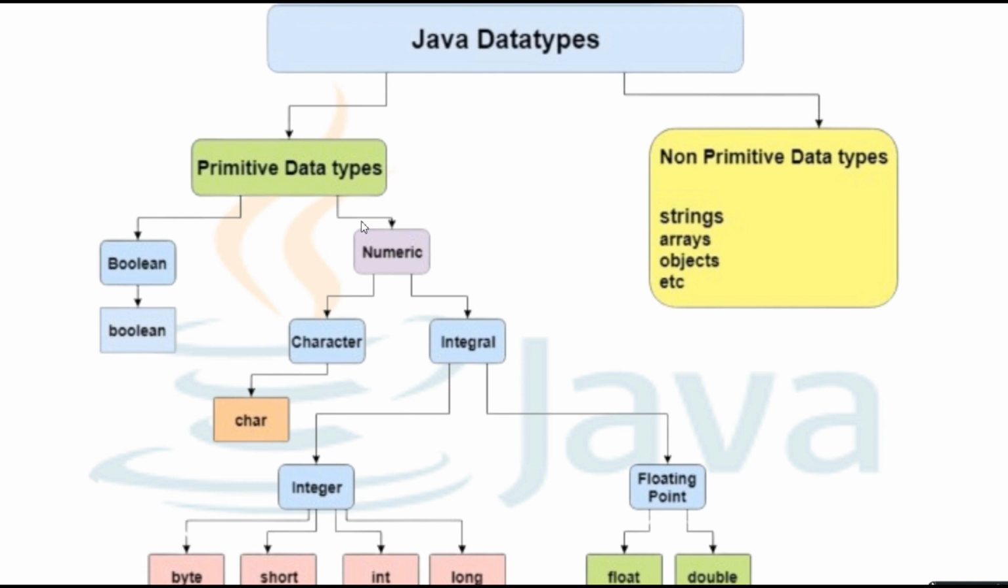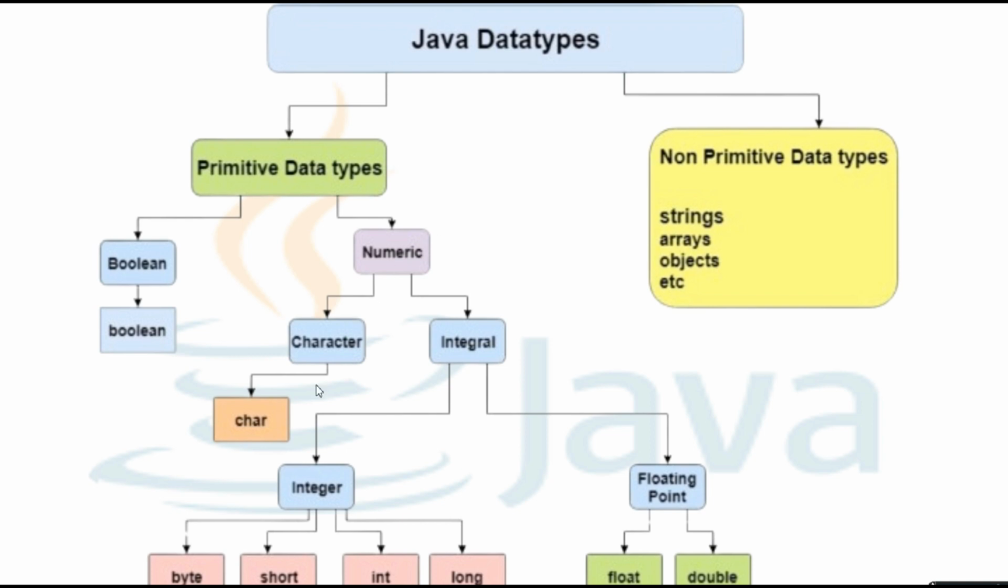Now, primitive data types are divided into booleans and numerics. Booleans are those where we can only store boolean values, that is, whether it's true or false. But in numeric data types, there are characters and integrals. A character is a single alphabet stored inside single quotes, and when we have a collection of characters wrapped in double quotes, it is called a string.